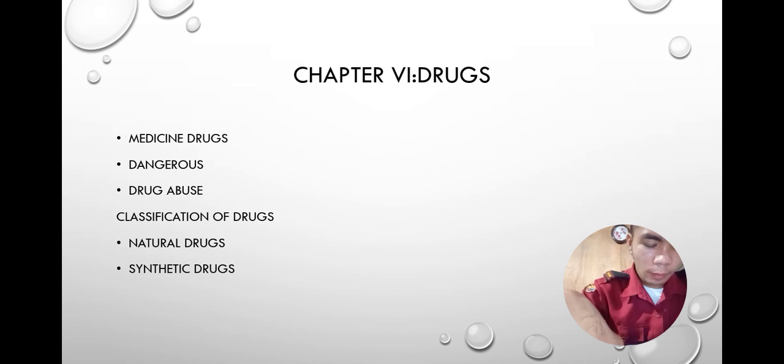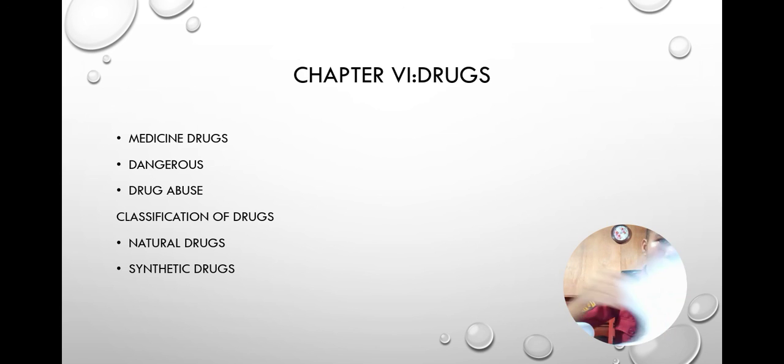Then letter B, synthetic drugs, are artificially produced substances synthesized in the laboratory for the illicit market, which are almost wholly manufactured by chemical compounds in illicit laboratories. Examples are methamphetamine and barbiturates.